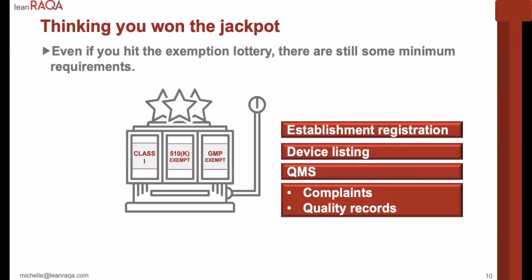In addition, they have to have a very basic quality management system. This is the only set of requirements and exemptions where you're exempt from most of the quality system regulation. That's 21 CFR 820. For these products, you still have to have a complaint procedure and a quality record procedure regardless.